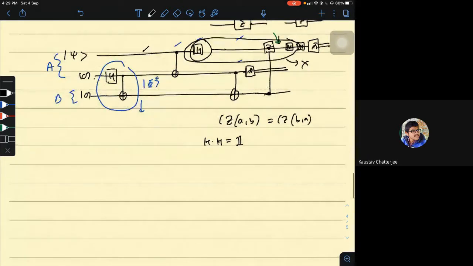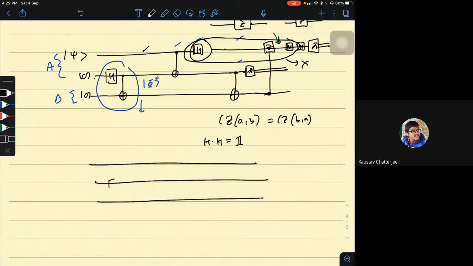So effectively, this reduces to the Hadamard here, NOT gate here, NOT gate here, and there's a CNOT gate from here to here, and there's a Hadamard and measurements.